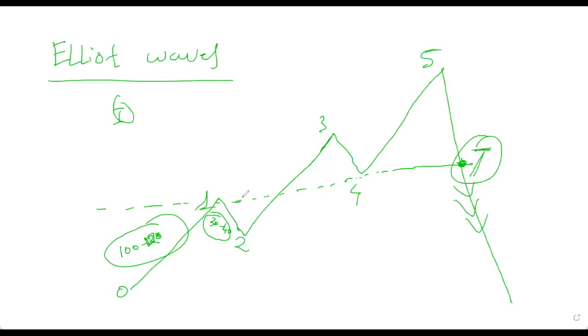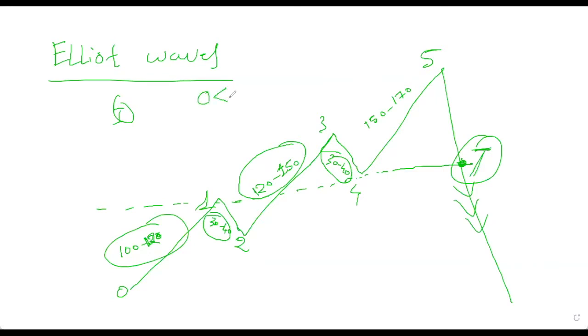Next, wave 1, wave 2 is over. Wave 3 is a very big wave where it can give somewhere near 120 to 150 rupees up move. See, wave 1 is a bullish wave. Wave 2 is a bearish wave. Wave 3 is a bullish wave. Wave 4 is also a bearish wave, a 30 to 40 rupees down move. Next, wave 5 will sometimes be a very big up move, 150 to 170 rupees. After that, crash. So now, what are the conditions here?